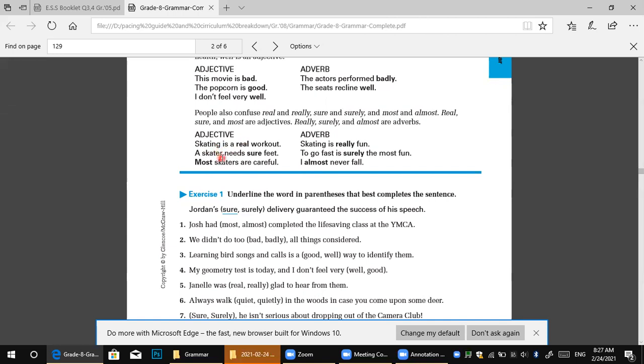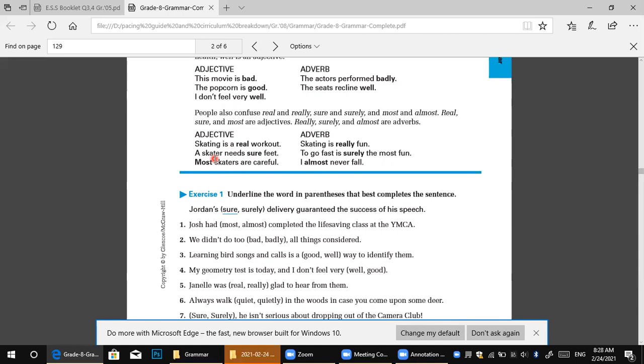The second example here, "A skater needs sure feet." Sure here describes what? It describes the feet, and it modifies the skater. A sure feet means really good feet. So here, sure describes what? The skater.